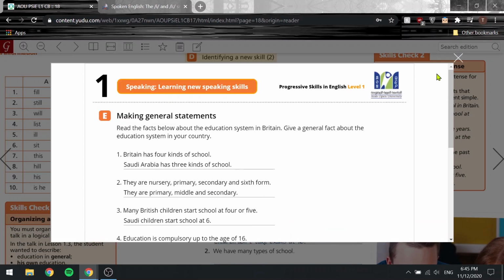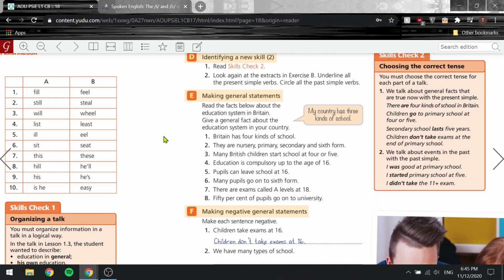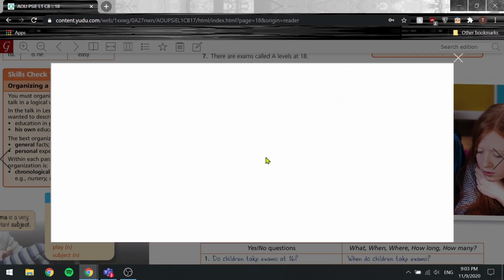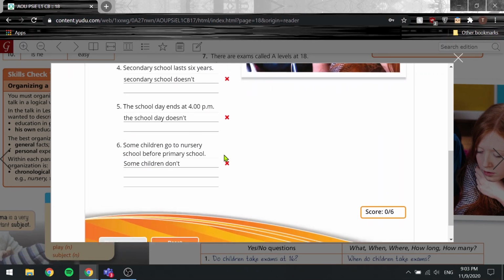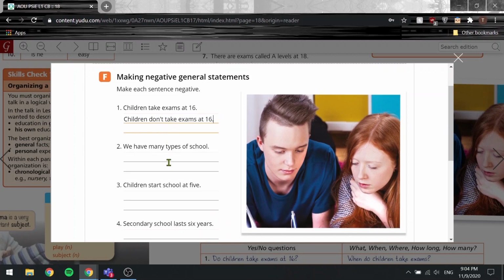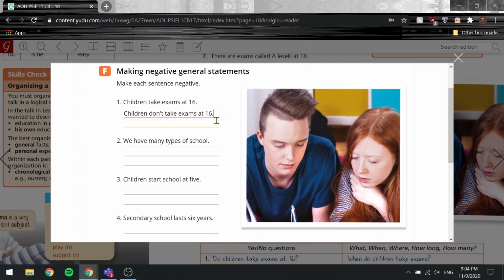Okay, so this was exercise E. Now let's move on to exercise F, making negative general statements. We're just going to basically turn these sentences to negative instead of positive. So children take exams at 16. I'll simply say children don't take exams at 16. It's as simple as that, you guys. So children don't take exams at 16.